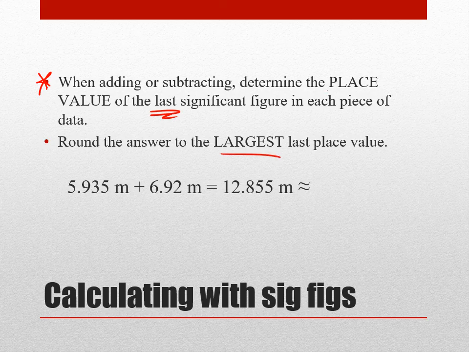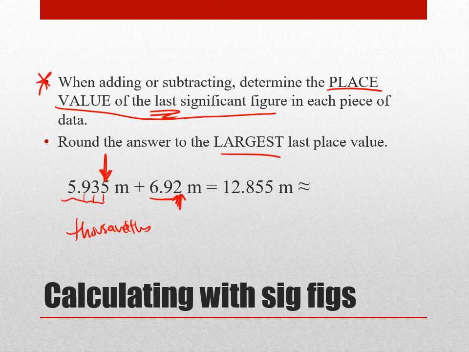So I'm going to look at the place value of the last sig fig. Looking at this, the last sig fig is a 5, and it's in the thousandths place. Looking at this piece of data, I have a 2 in the last significant digit, and that's in the hundredths place. So now I need to figure out what's bigger, hundredths or thousandths. Remember, we're working with decimals, things go backwards. And so a hundredth is actually larger than a thousandth, because if I take a cake and I chop it into 100 pieces, those pieces are bigger than if I chop the same cake into 1,000 pieces.